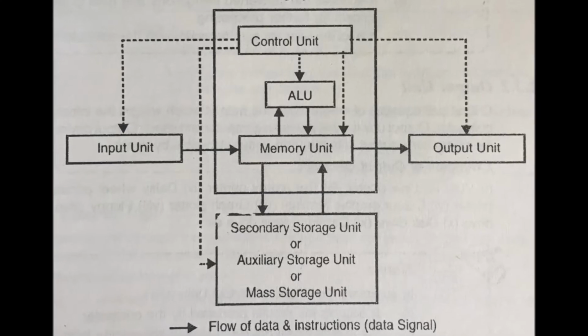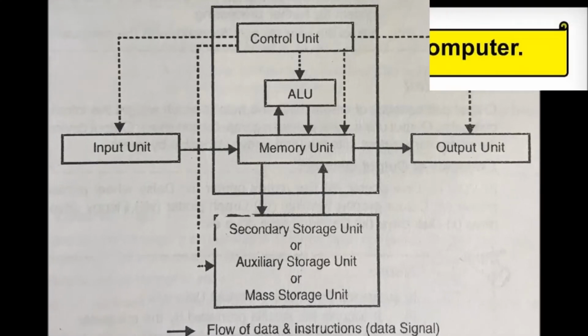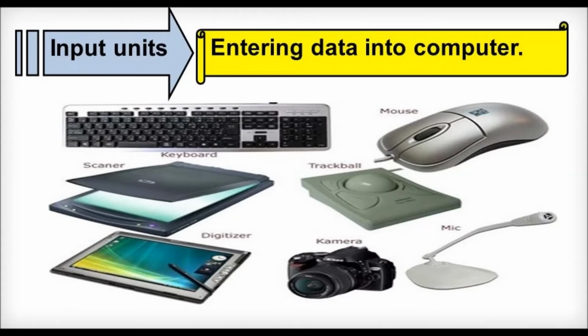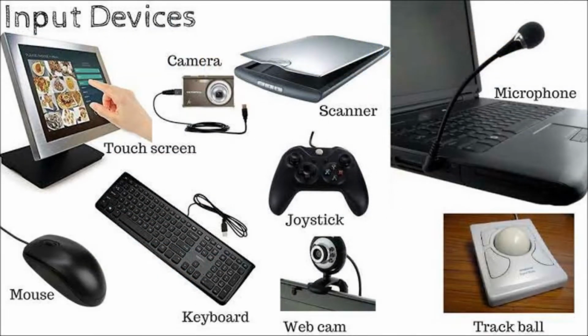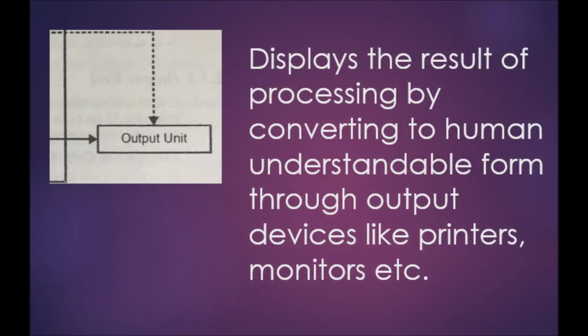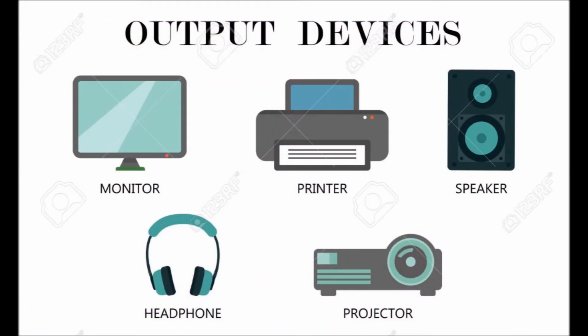What does the block diagram include? The input unit. It accepts the set of instruction and converts them into machine understandable language. Now what is the machine understandable language? The binary format, yes, through the input devices. So the input unit can include devices like keyboard, mouse, etc. The output unit, it displays the result of processing by converting to the human understandable form, and it uses output devices like printers, monitors, etc.